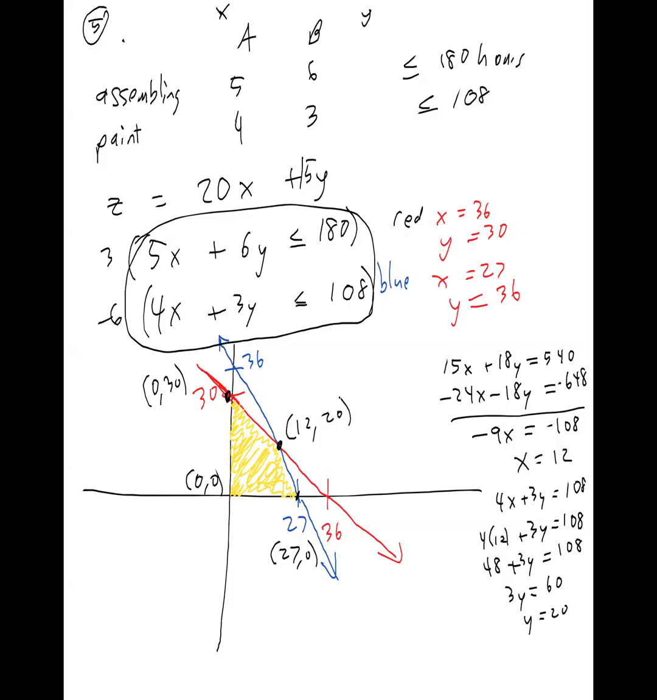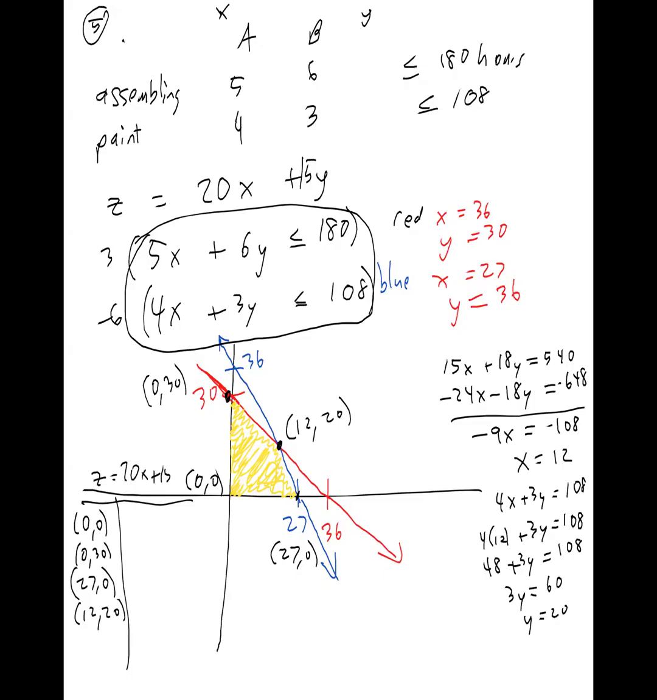Now we have 1, 2, 3, 4 corners to check. First corner we need to check is 0, 0. Second corner we need to check is 0, 30. The third corner we need to check is 27, 0. And the fourth corner we need to check is 12, 20. We're going to plug all 4 of those points into the equation. The equation that we're going to plug them into is z equals 20x plus 15y.